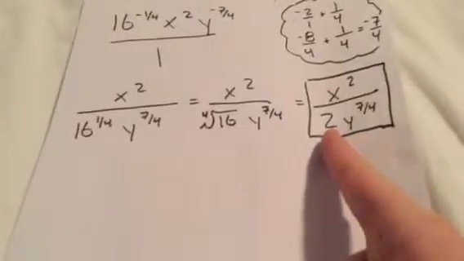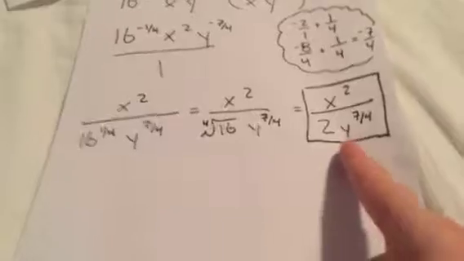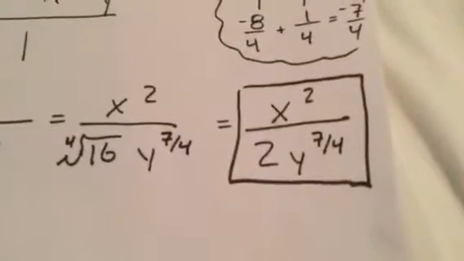So I can just evaluate that, and leave the y as 7 over 4. You don't have to do a crazy flip root trick with that because we don't know what y is, so just express your answer like that. So your final answer is x squared over 2 times y to the 7 over 4.